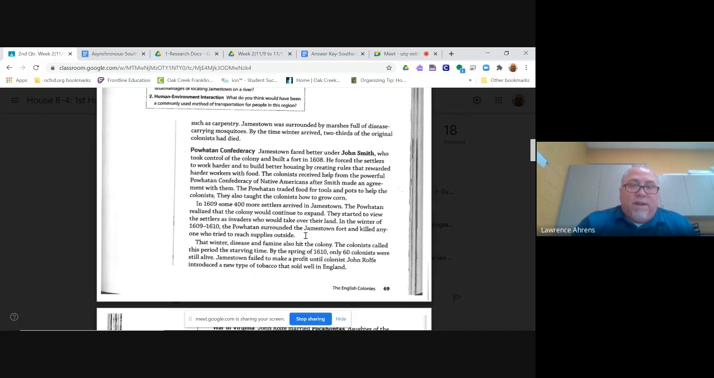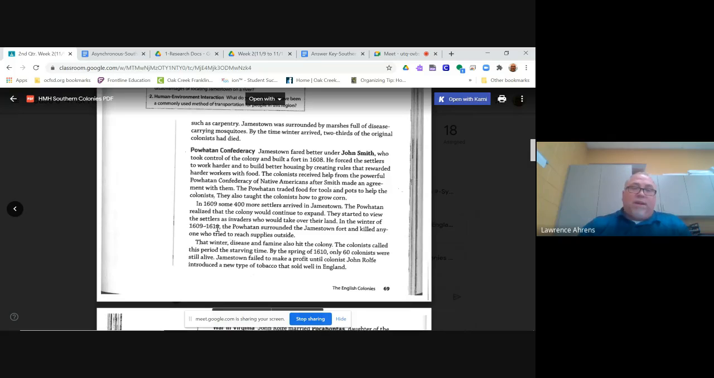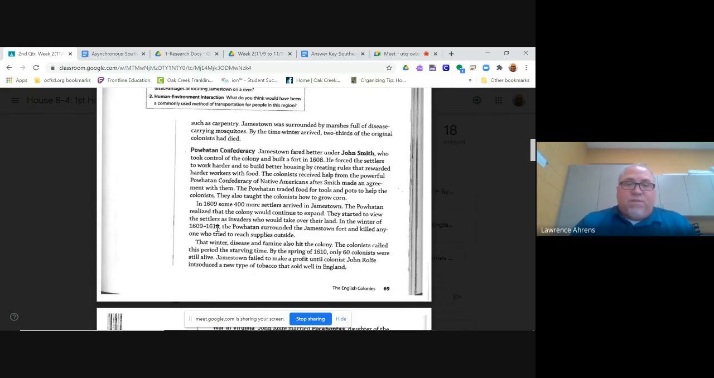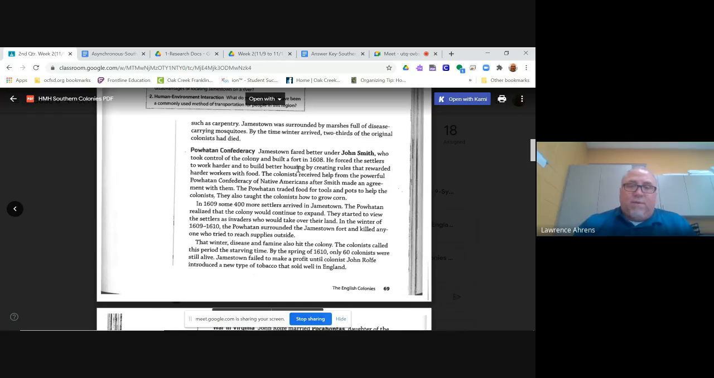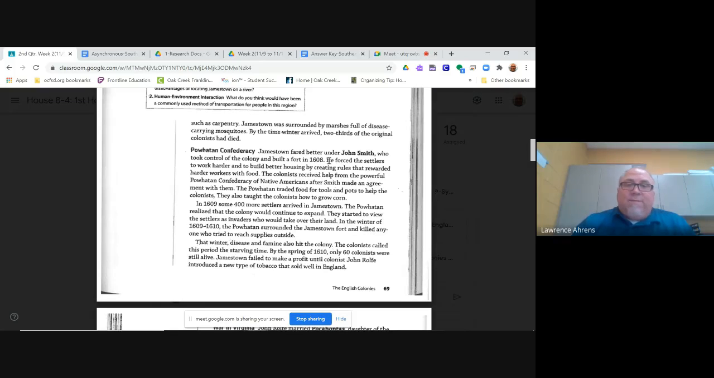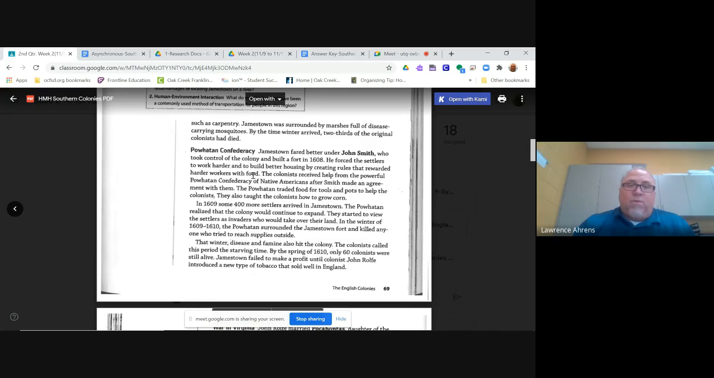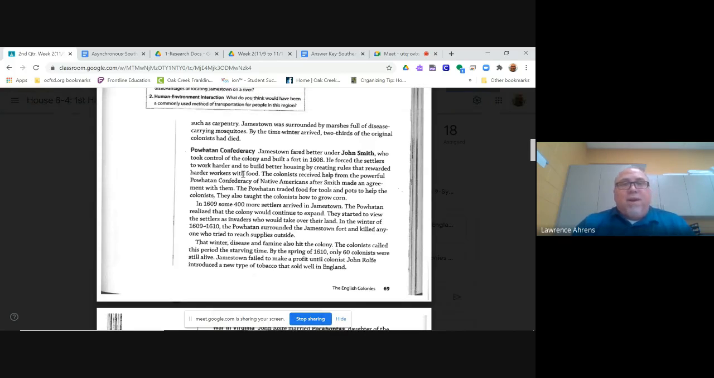One thing they didn't do in this text, and it's unfortunate because it's an important part of the story, and other texts that I've used in the past have said this, but it was at this time, just prior to 1609 and 1610, that John Smith was forced to leave the colony because of an injury that he suffered. Now, let's go back to this paragraph real quick. And it says, he forced settlers to work harder to build better housing and created rules that rewarded harder workers with food. You can imagine that that made a lot of people upset.